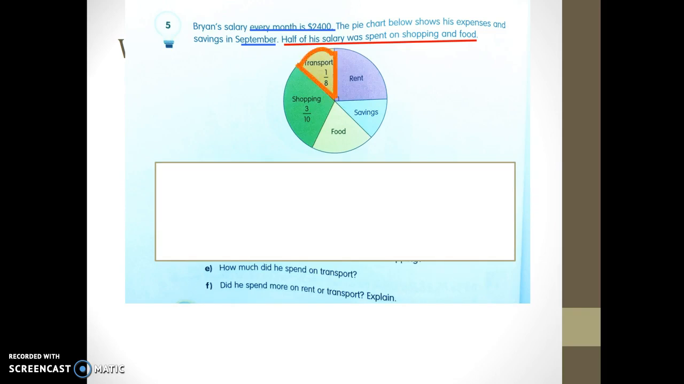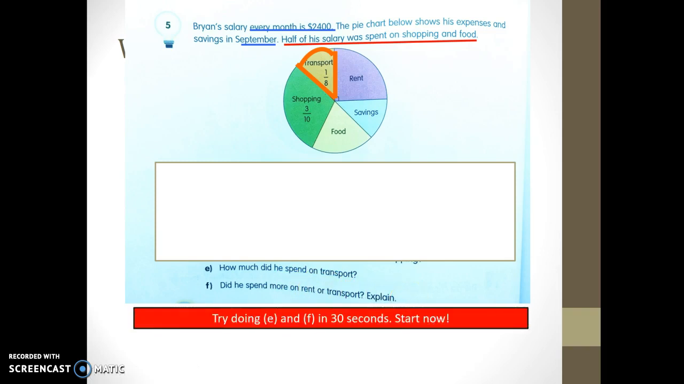Part E and F. Transport. How much did he spend on transportation? And did he spend more on rent or transport? Explain. You have 30 seconds to start doing E and F. Start now. I hope nobody is using a calculator. These are all very small numbers. If you're using one, please put it away. Show your ready signal when you're done.